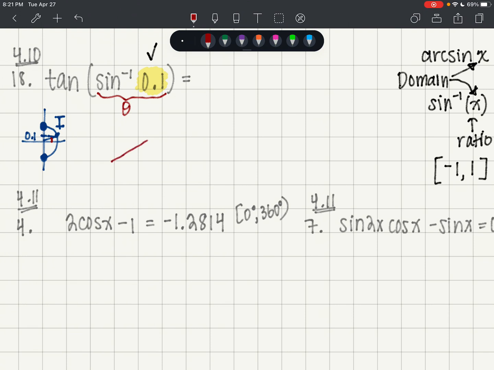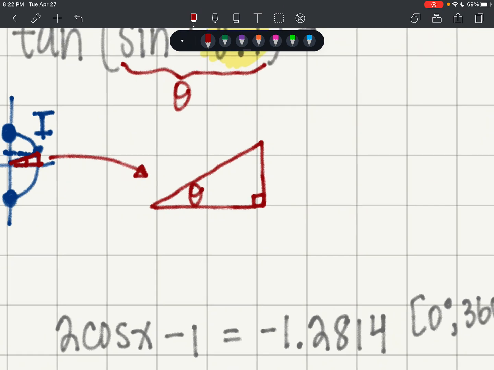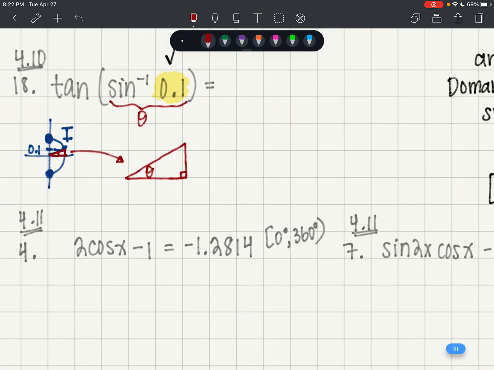So I'm going to draw a triangle. So now I'm going to make that angle bigger. So I've taken this angle and I've just made it bigger right here. I've blown it up. And we know that inverse sine, the input is a ratio, and that ratio is opposite over hypotenuse. So I'm going to draw a triangle, 0.1 and then 1. And then I need to figure out what this missing side length is.